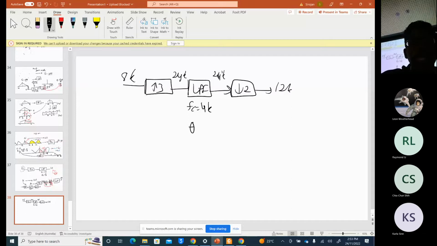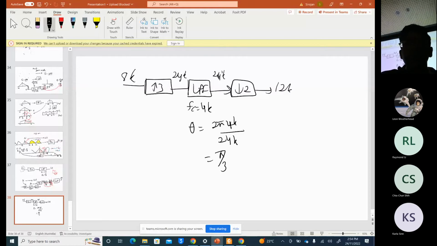So what is the theta? 2 pi 4K divided by what is the sampling frequency? 24K. So that is equal to pi by 3. Okay. So that is the cutoff frequency here. So that is for the conversion from 8K to 12K.